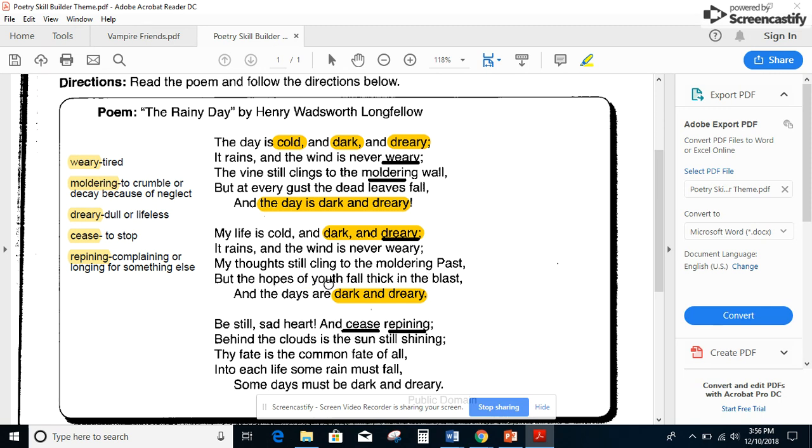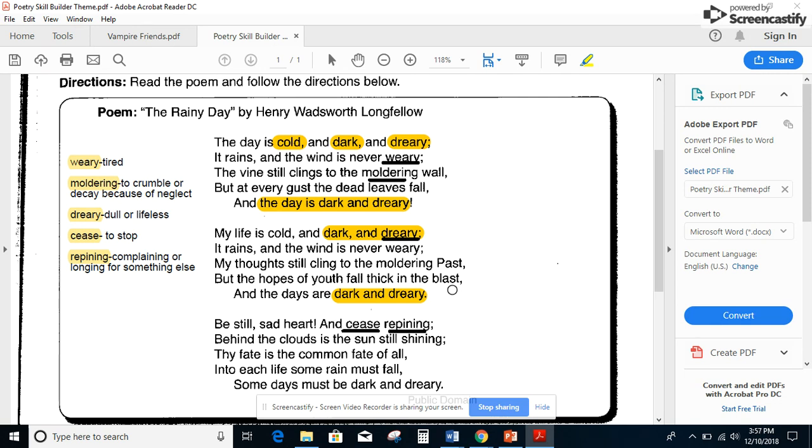But the hopes of youth fall thick in the blast. Okay, so the blast could be two things here. It could be the blast of the wind that's blowing the leaves, or it could be a blast like in a battle. You can kind of take your pick because the result is the same. His hope from his youth or his younger days, again in the past, is falling in the blast. So like the leaves fall here, in the wind, his hope is just kind of falling to the ground.